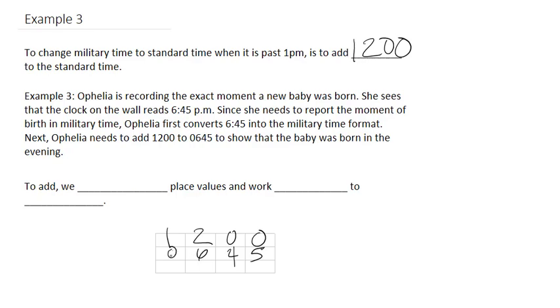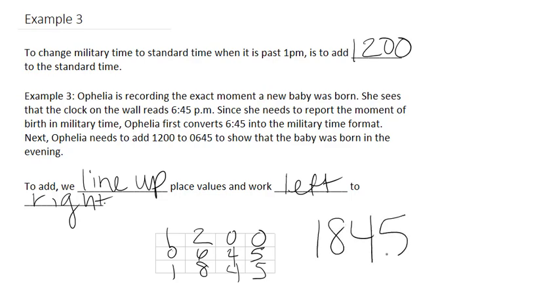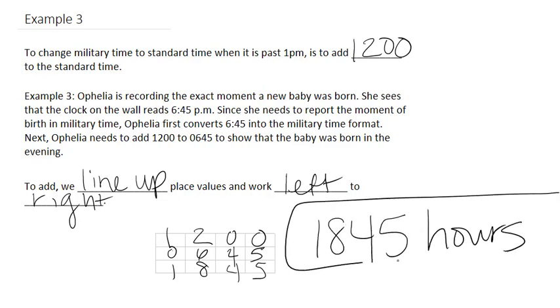And so now that we've lined up the place values, we're going to work from right to left. And we're going to add. So, 0 plus 5 is 5. 0 plus 4 is 4. 2 plus 6 is 8. 1 plus 0 is 1. So, she will record that the baby was born at 18:45 hours. That is what needs to be written in the chart.